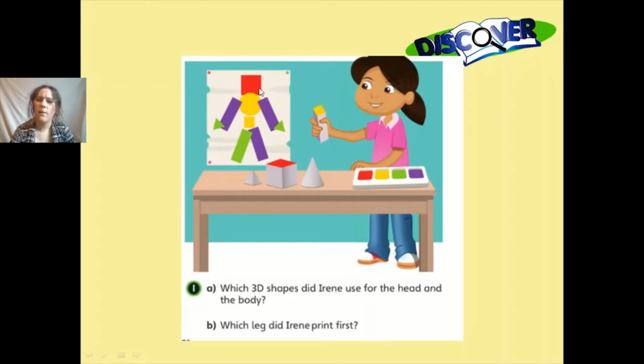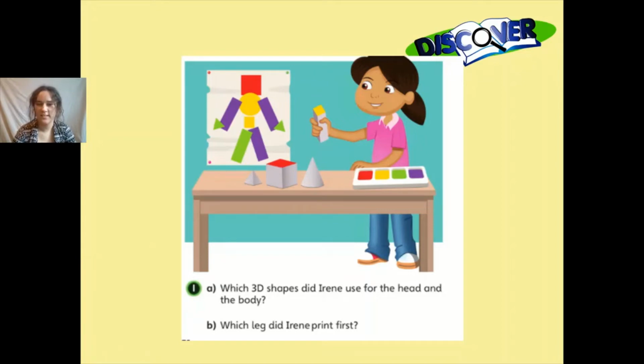Now, as you can see, some of the faces of these 3D shapes, when printed, make a 2D shape. And we need to spot which 3D shapes she used to make the head and the body. Pause the video here and see if you can discuss with your adult what shapes she might have used to make the square head and the circular body.